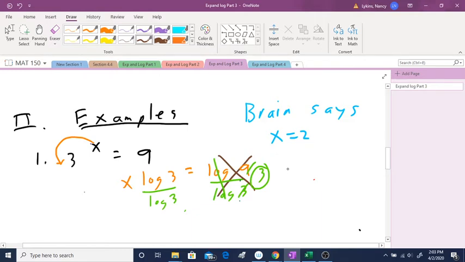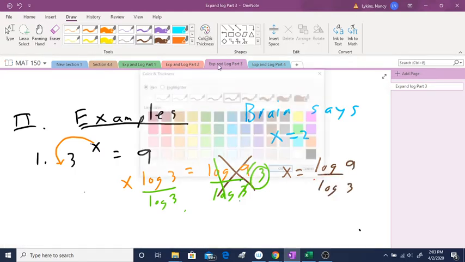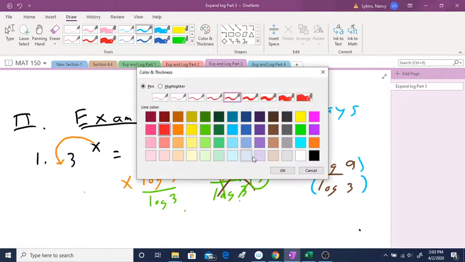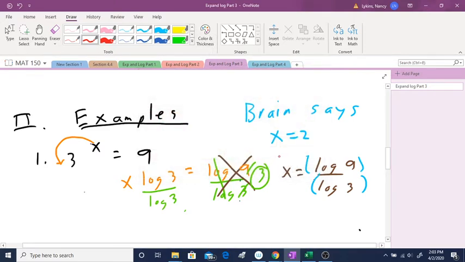But what you do is you'd say x equals log 9 divided by log 3. Now, depending on your calculator, what I always like to do is put everything in parentheses. So when you put in log 9, you can hit enter and then hit divided by log 3. That's another way to do this. You come up with 2.